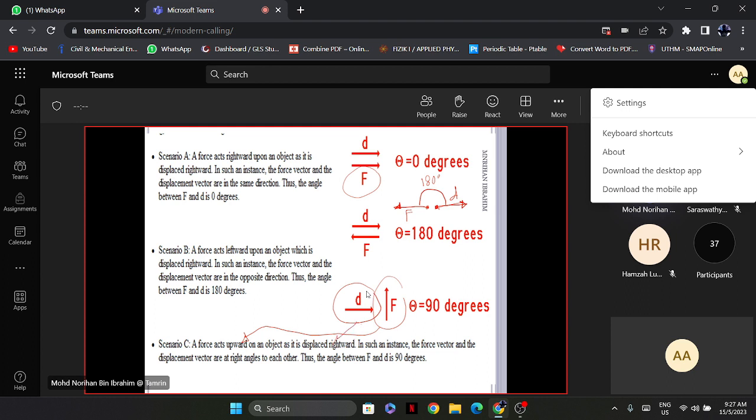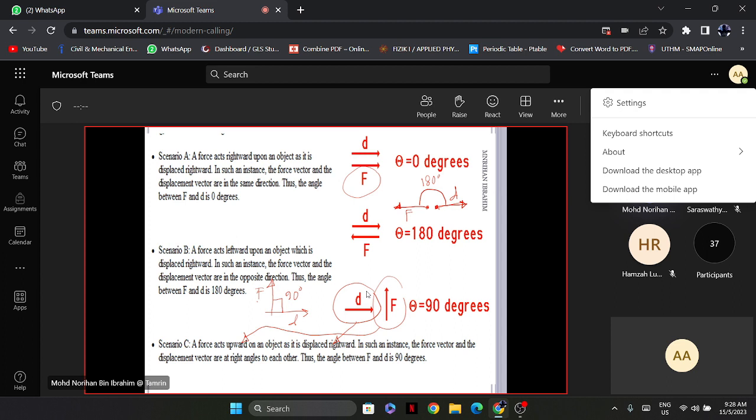This statement, kan. Daya dia ke atas tapi dia punya displacement dia to the rightward, ke kanan. Seperti itu. So ianya akan membentuk sudut. In such an instant, the force vector and displacement vector are at right angle to each other, which means that we have this F and also we have D at right angle to each other. Jadi akan membentuk sudut sebanyak 90 darjah, 90 degree. Thus, the angle between F and D is equal to 90 degree. Okay.